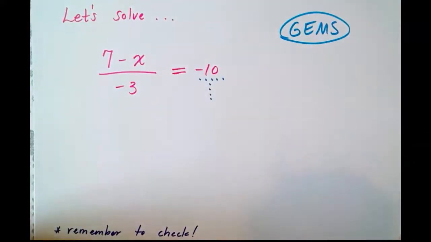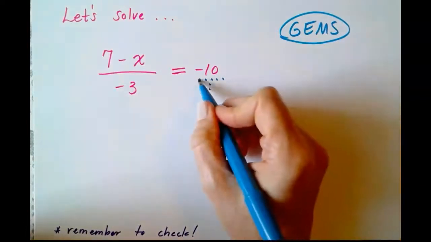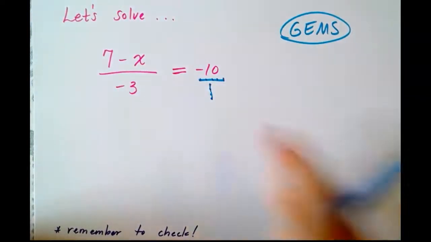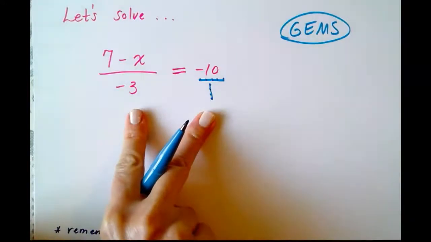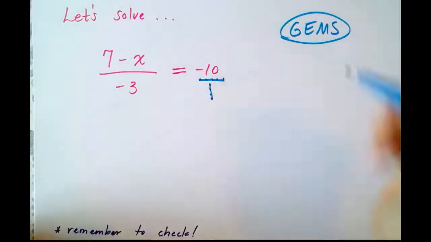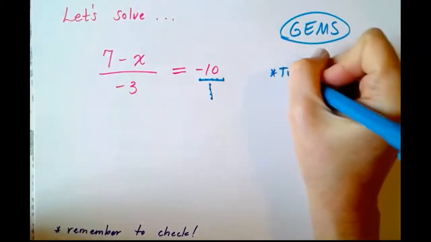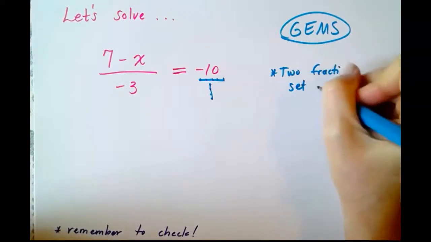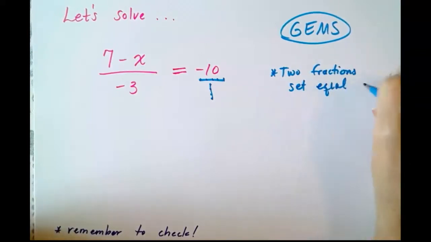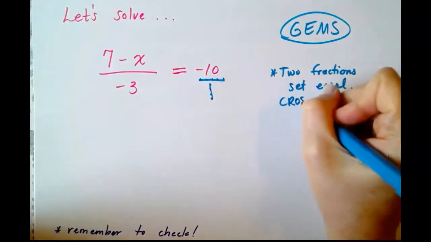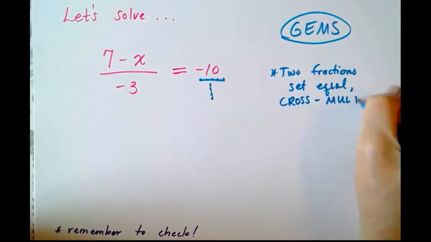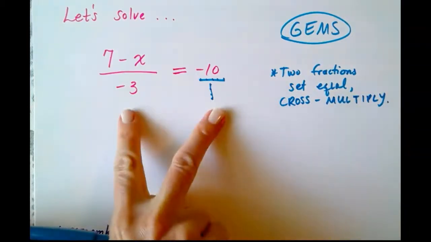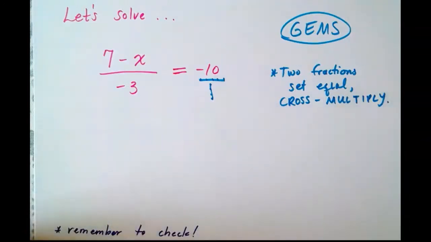And you learned last year in pre-algebra that when you have two fractions set equal to each other, you should cross multiply in order to eliminate the fractions. And that's what we have here. We have two fractions set equal.